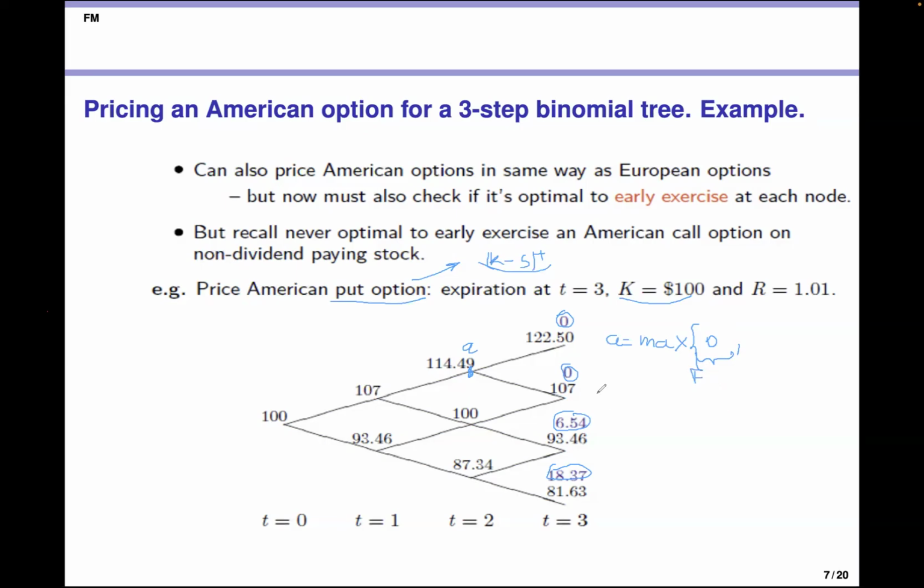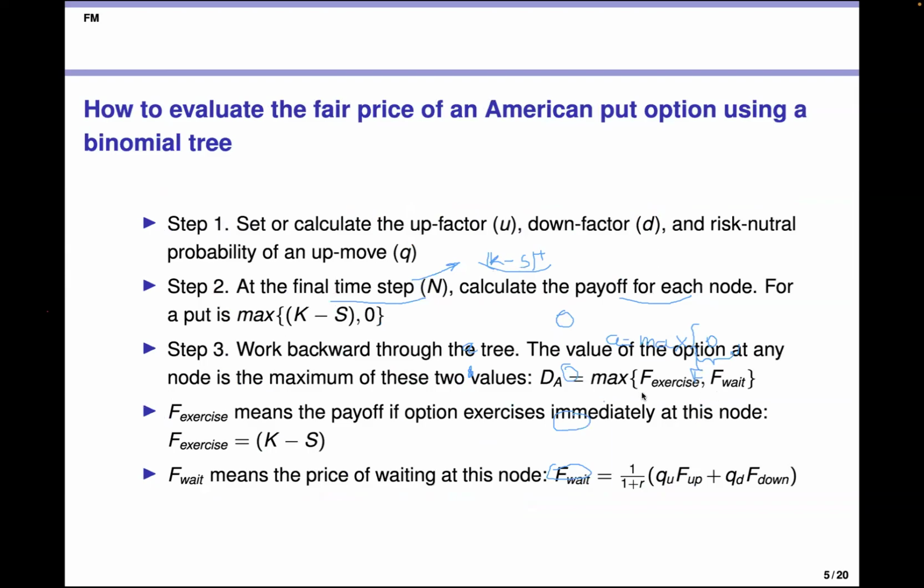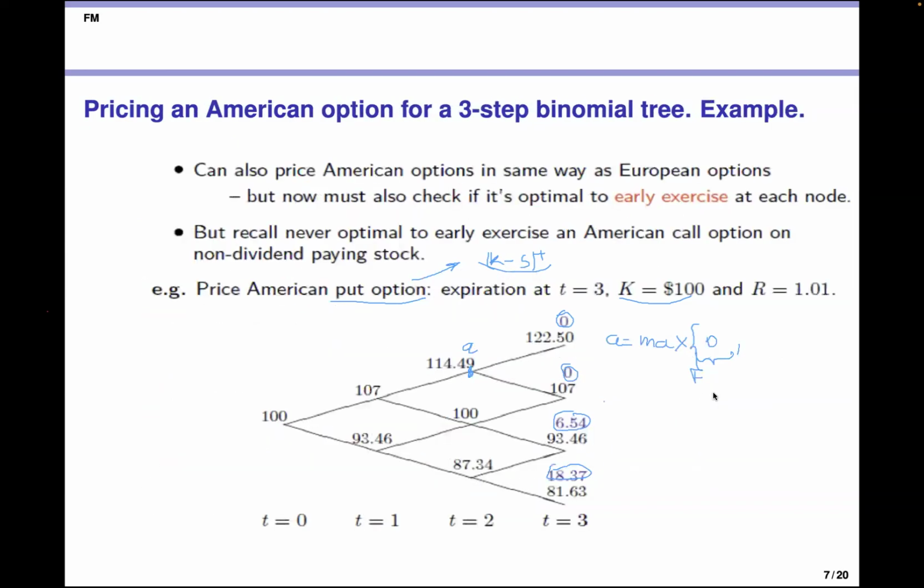F exercise, okay. F exercise is zero. But what is the price of waiting?